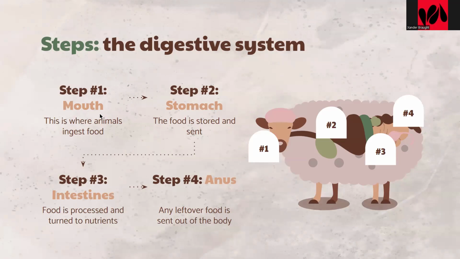First, food gets ingested in the mouth, then it's stored in the stomach, also turned usually from solids to liquids. In the intestines, the liquid it just got is then turned into nutrients for the body and energy. And then the anus, bladder, anything like that really, is used for leftover foods or liquids.